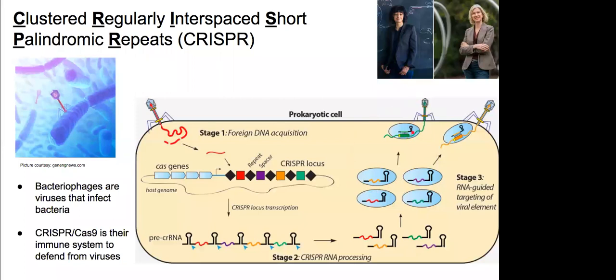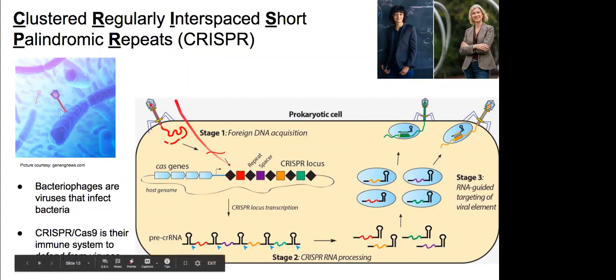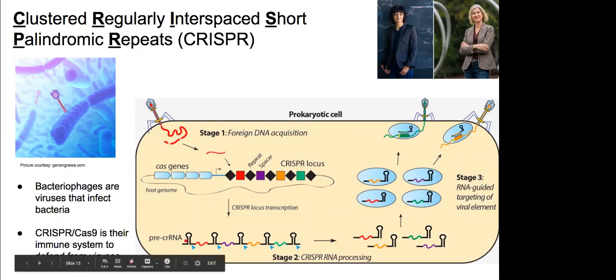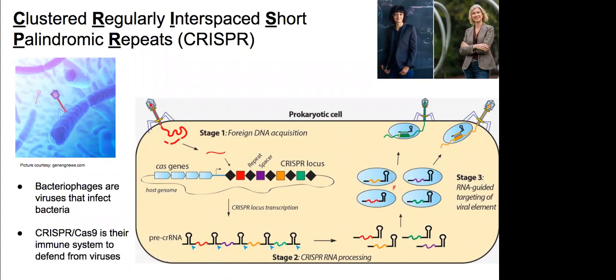How they do it is they incorporate these viral genes in between these clustered regularly interspaced short palindromic repeats. They put in the viral DNA, and this is transcribed by the RNA polymerases to form precursor CRISPR RNA, which binds to Cas9. This Cas9 is an enzyme that cuts the DNA if this RNA recognizes the same virus genome.